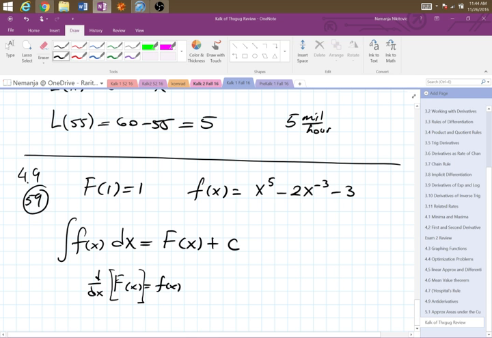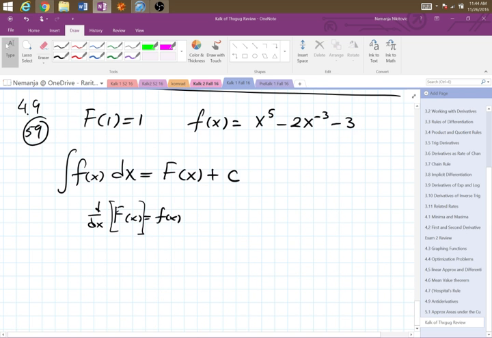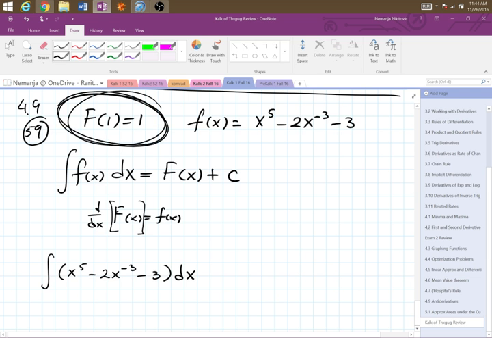Right now, what we want to know is the antiderivatives or integrals would undo derivatives. So, what I need to do is I need to integrate x to the 5 minus 2x to the negative 3 minus 3 dx, and then I need to find that value c by using the condition that it's given to us as capital F of 1 is 1.